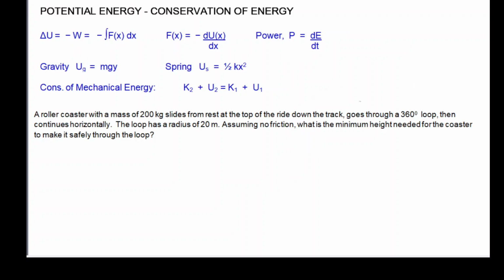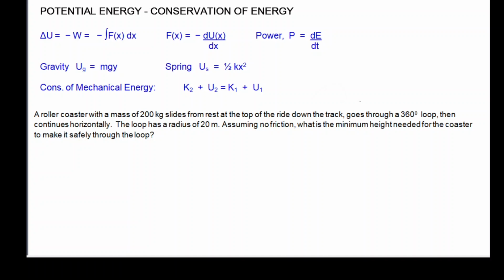Here's another problem. A roller coaster with a mass of 200 kilograms slides from rest at the top of the ride down the track, goes through a 360-degree loop, then continues horizontally. The loop has a radius of 20 meters. Assuming no friction, what is the minimum height needed for the coaster to make it safely through the loop?